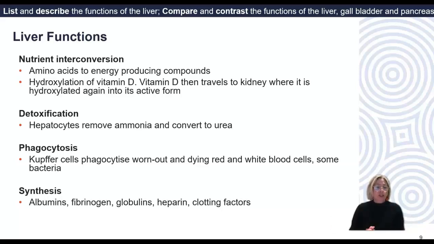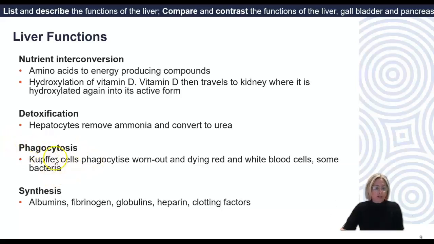Detoxification. As I mentioned, the hepatocytes are very busy cells in terms of detoxification. The example we've given you there is to remove ammonia and convert it to urea. And that urea, of course, is then eliminated in urine by the kidneys. Other detoxification pathways might form a compound or a metabolite that then gets excreted in bile and ends up in the feces.